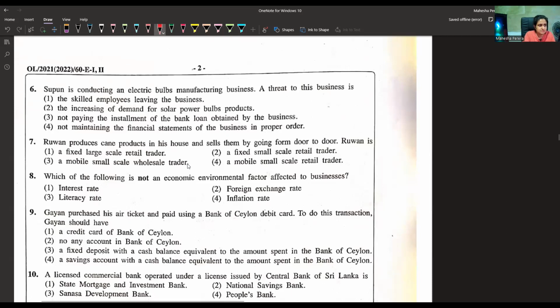Right, like this. Now it says, Supun is conducting an electric bulb manufacturing business, which is a commodity manufacturing business. A threat to this business is, now threat comes from the external environment.